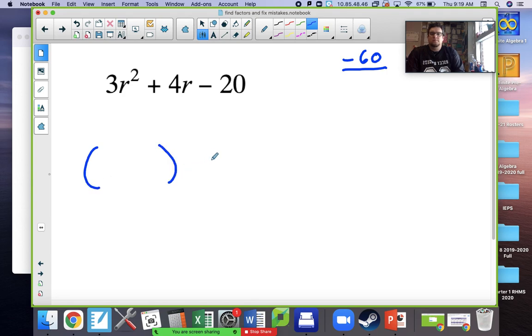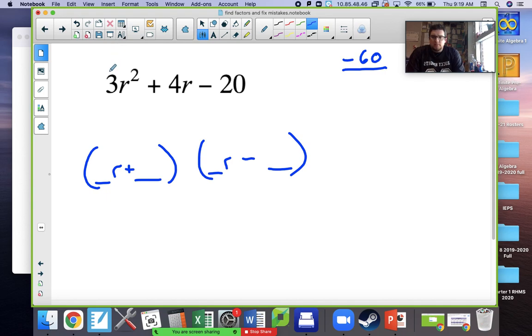We know that if this thing is factorable, we're going to have two binomials. We're going to have the r's right here. We're going to have regular numbers here and here, and in each one of these blanks. Because it's negative, we know that one of these is minus and one of these is plus. What's cool is we can actually kind of guess and check what it could possibly be.